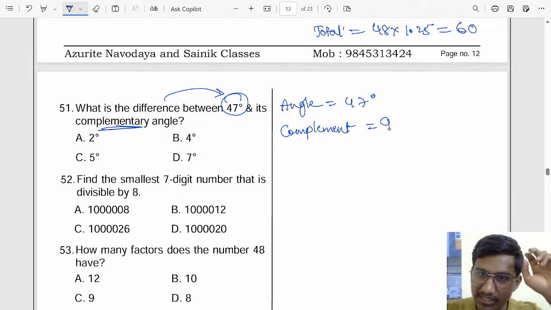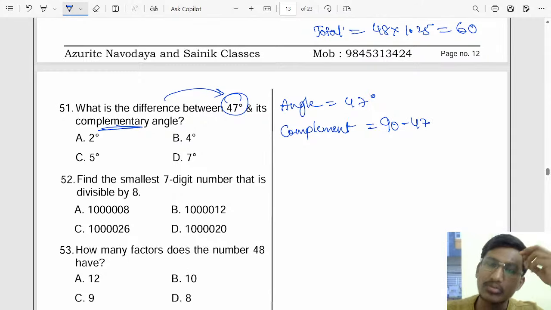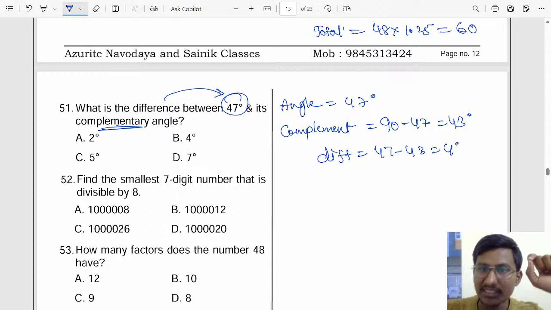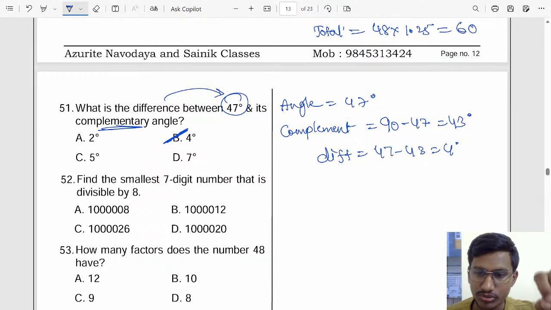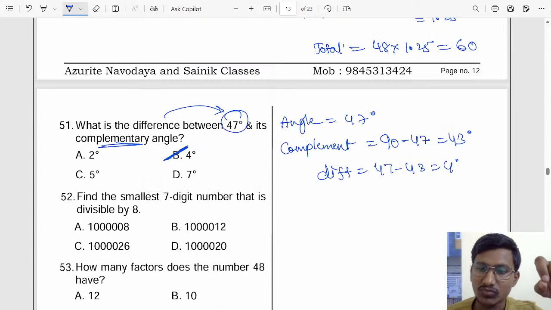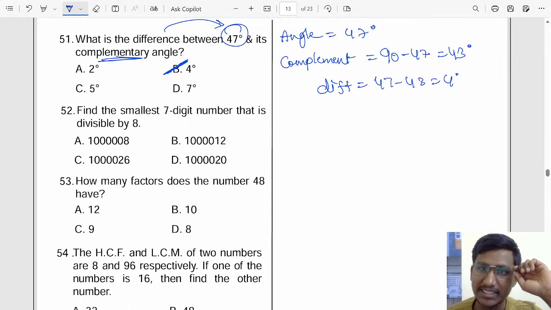So 90 minus 47, it will be how much? That is 43 degree. So difference will be how much now? Difference means subtract. So 47 minus 43 will be 4 degree. So option B is the answer. Okay, so that is how you have to do the 51 question. Now let us do 52. Okay, 52 is also very easy.